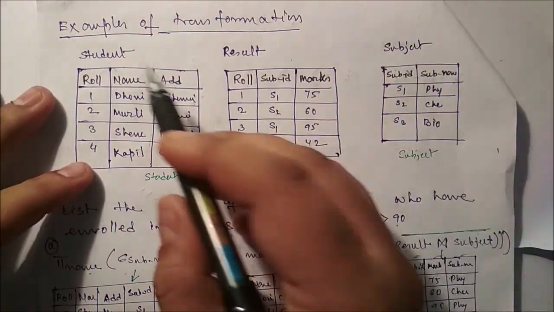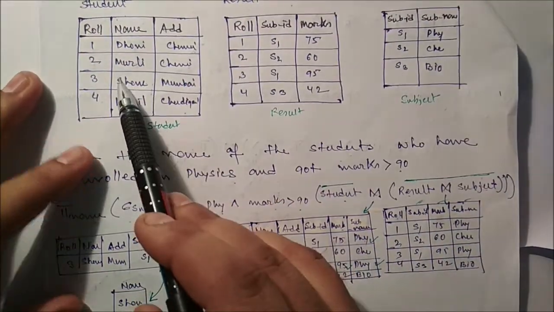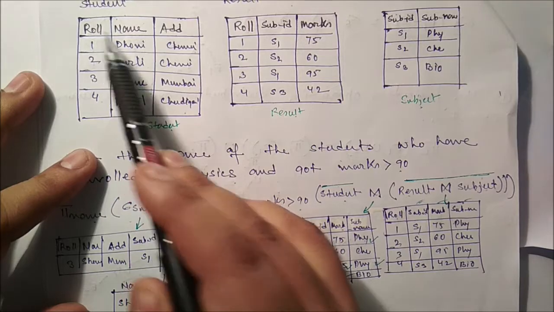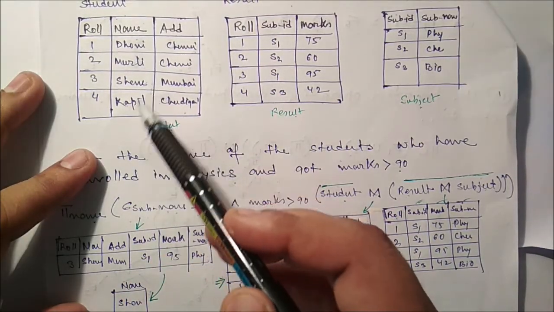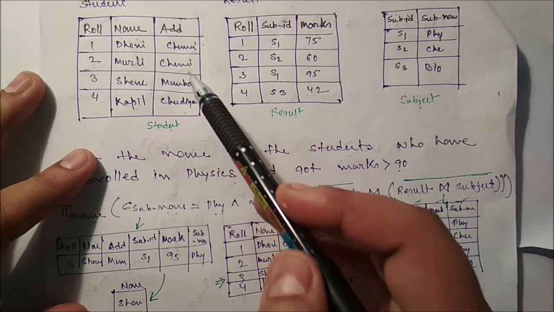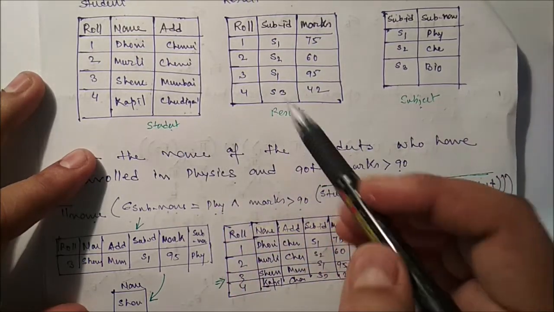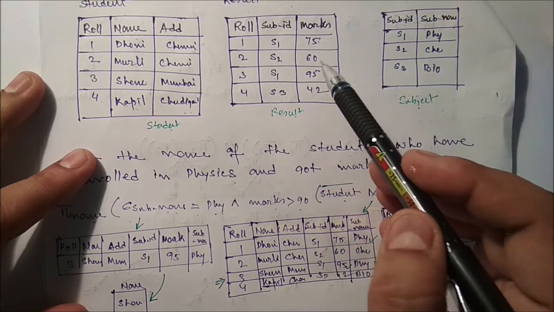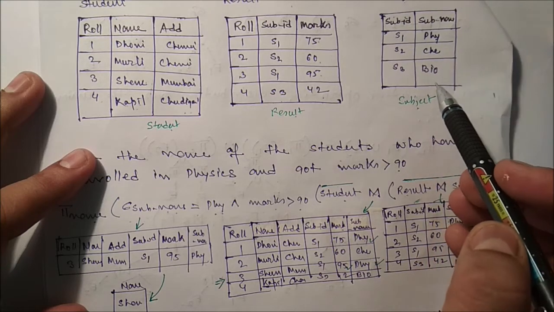Finally, let's see one simple example of transformation. Let's say we have three tables: student table, result table and subject table. In the student table, the attributes are roll number, name and address. Here 1, 2, 3, 4, with names Dhoni, Muralidharan, Shenwan and Kapil. Muralidharan is my favorite cricketer. Addresses are Chennai, Mumbai and Chandigarh. It is fictitious, it is not true definitely. In the result table: 1, 2, 3, 4, subject IDs S1, S2, S1, S3 and marks 75, 60, 95 and 42. Subjects S1, S2, S3 are physics, chemistry and biology.